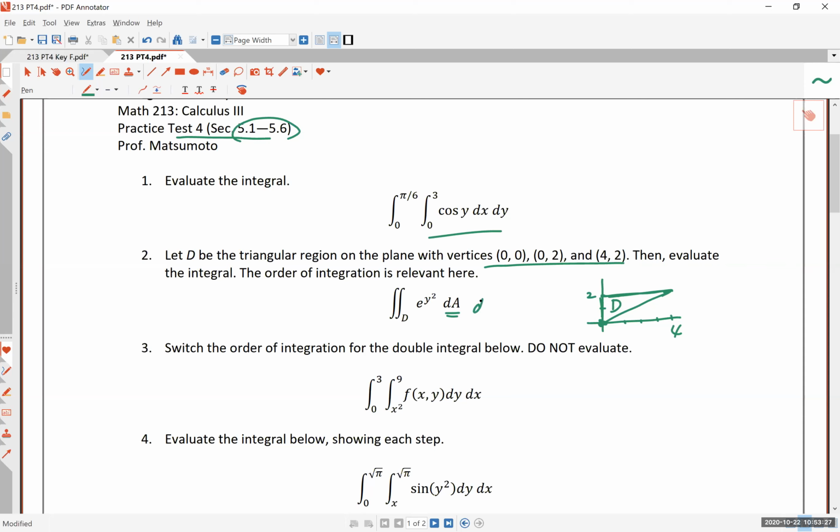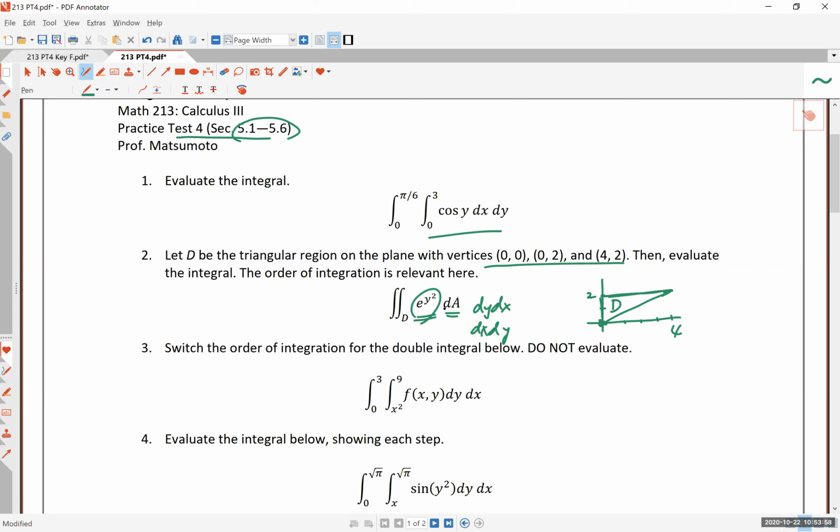What's dA? Usually it's dy dx, sometimes it's dx dy. If you look at this thing here, e to the y squared, that looks like a pretty difficult function to integrate. In fact, you probably never integrated e to the y squared, and there's a reason for it. You can't. There's no easy function of y whose derivative is e to the y squared. It is not the derivative of any simple function.